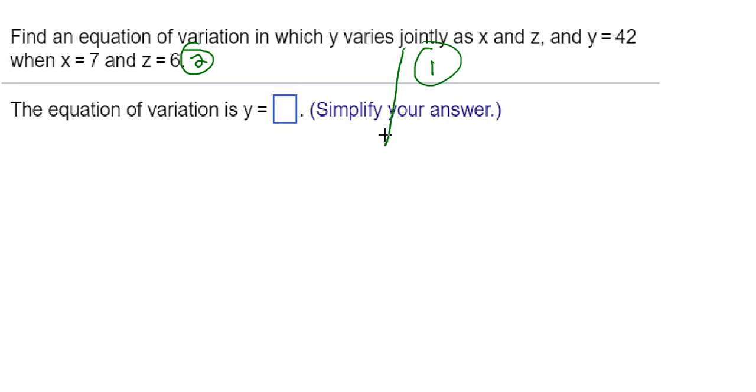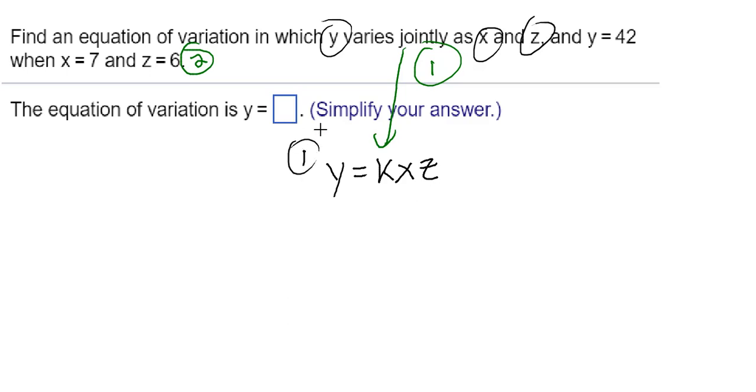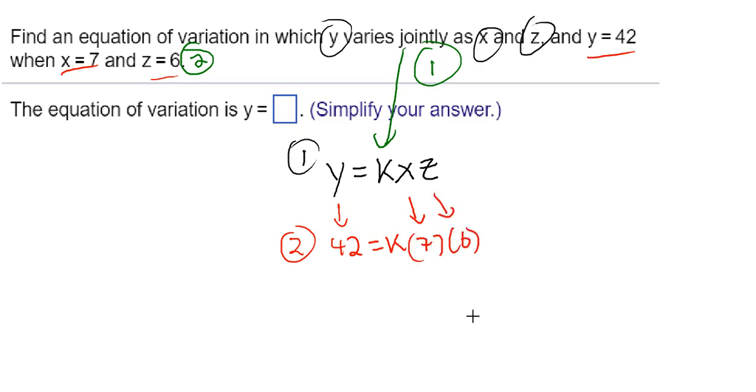Right, so level 1, varies jointly. I have memorized a formula for that. The formula is y equals k times x times z. And then I would swap out x, y, and z for whatever variables are in my problem, but those are the variables in my problem, so I'm just going to leave it the same. So this is it. That's level 1. That's my formula. Y equals kxz. Level 2, I'm going to take these numbers that they've provided, y equals 42 when x is 7 and z is 6, and plug them into this formula here. So for y, we're going to plug in 42. For x, we're going to plug in 7. And for z, we're going to plug in 6.